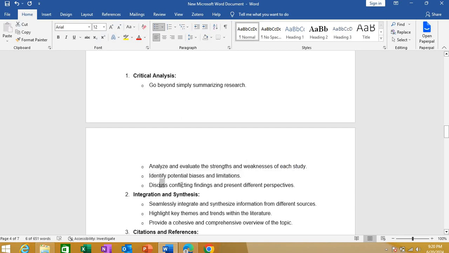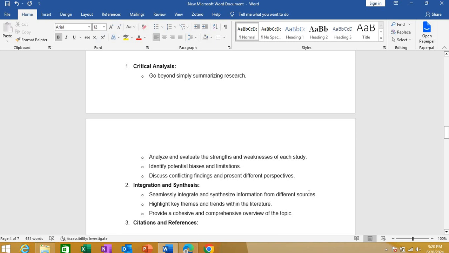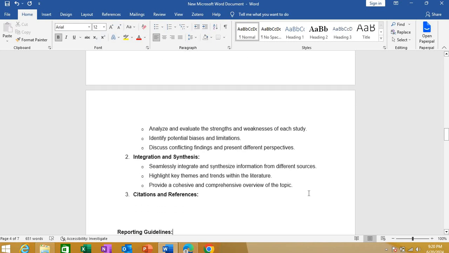You will also discuss some conflicting findings and present the different perspectives. So you can differ from others, you can disagree with the authors, or you can give your own judgment based on the facts and findings. Now, how will you synthesize and integrate? You have to integrate and synthesize findings from different sources. You will highlight the key themes and trends within the literature. You can provide a cohesive and comprehensive overview of that topic. And obviously, in the end, you will do the citing and referencing.